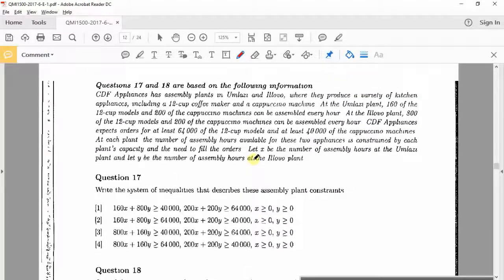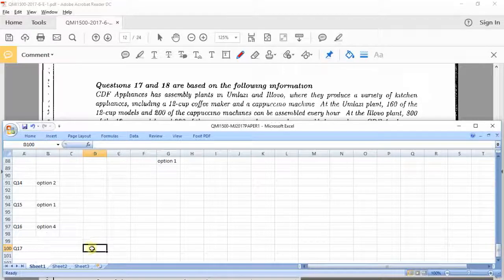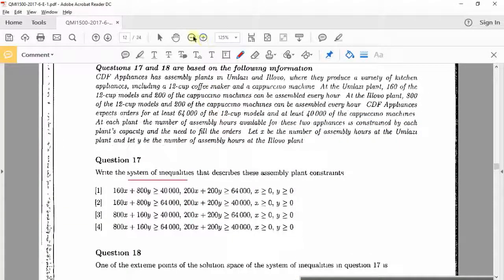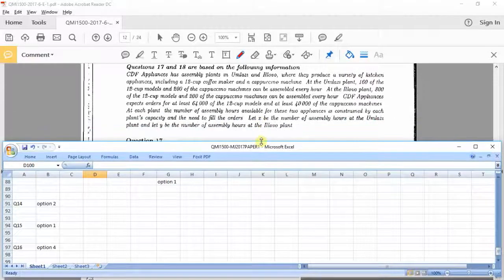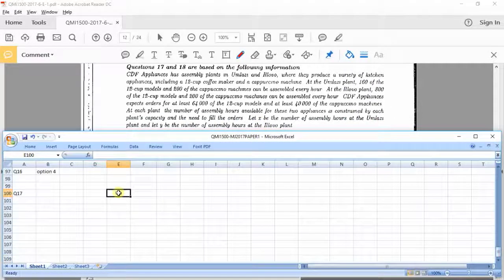Question 17. This is looking at the system of inequalities. System of inequalities means take the information in the question and reduce it to mathematics. You're taking all this English and creating formulas that describe what's actually here. So we need to read and write down. This is too big. Now we can read it.